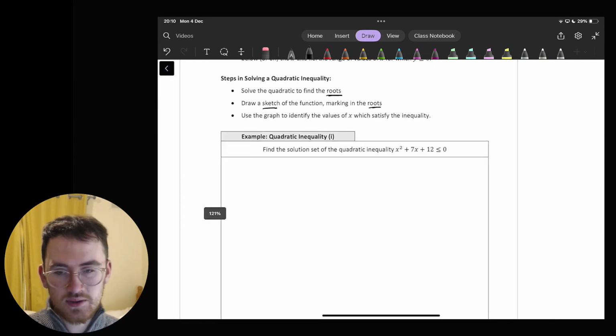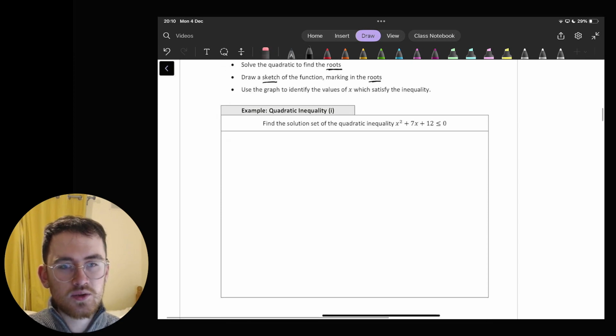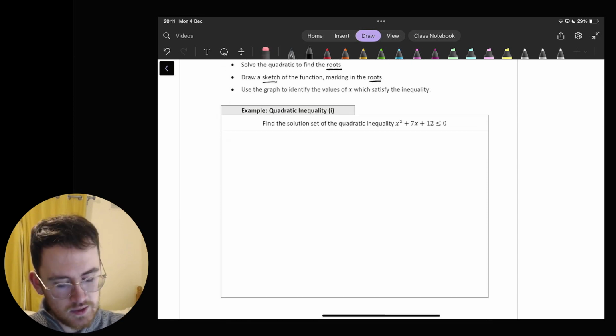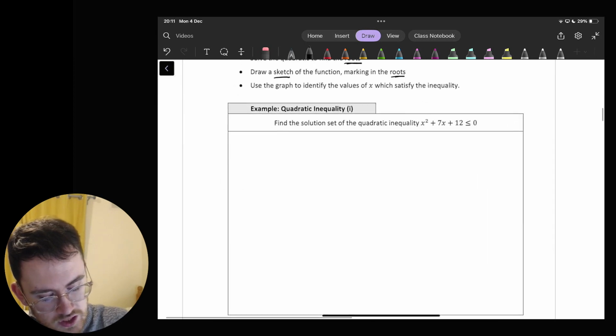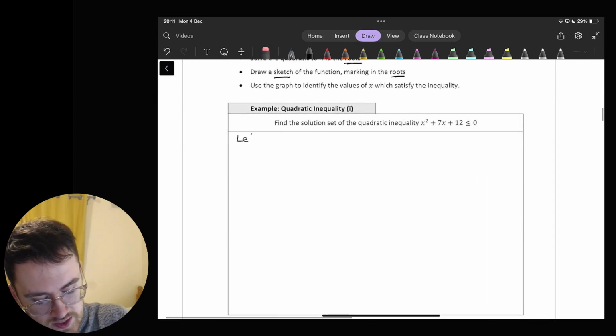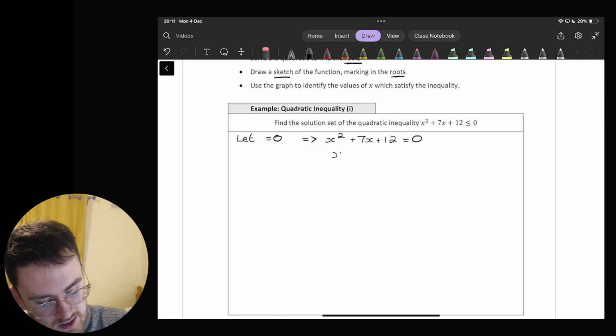So let's just get into it and look at how it works in practice. Find the solution set of the quadratic inequality x squared plus 7x plus 12. Working that out, first of all, I need to find the roots, because if I want to draw a sketch, I need to have the roots of the equation. So I'm going to let it equal 0, so that's x squared plus 7x plus 12. I want two numbers that multiply to give me 12 but add to give me 7. So that's going to be x plus 3 and x plus 4. So I get x is equal to minus 3 and x is equal to minus 4.